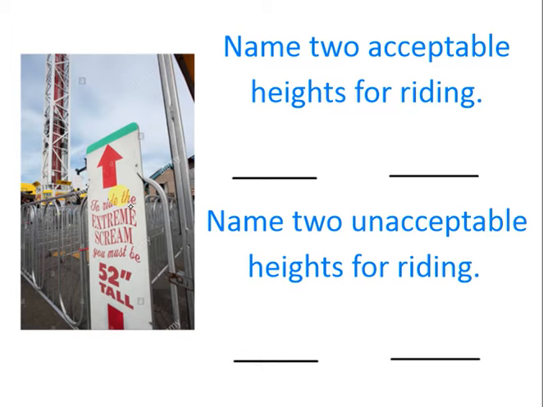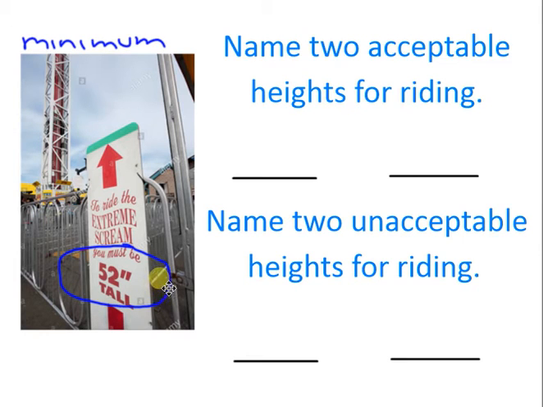Okay, so here I know it's a little bit difficult to see, but here we have an amusement park ride, and it's right here. And we have a sign. The ride is called the Extreme Scream, and it says you must be 52 inches tall in order to ride this ride. And this is going to represent a minimum. So at a minimum, you need to be 52 inches tall.